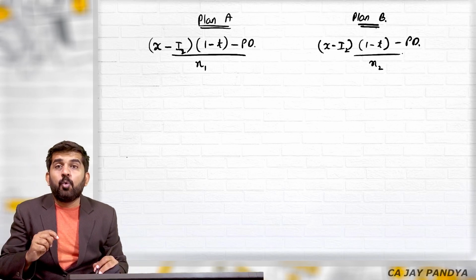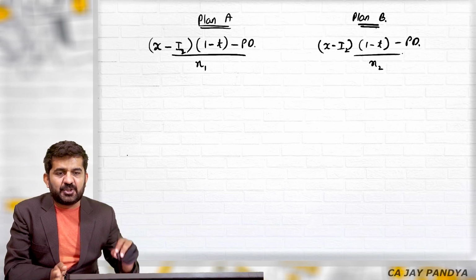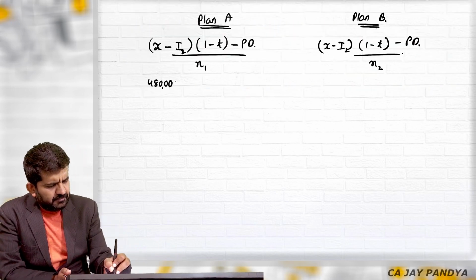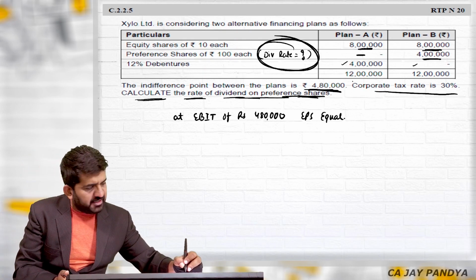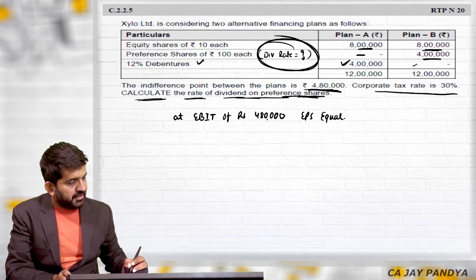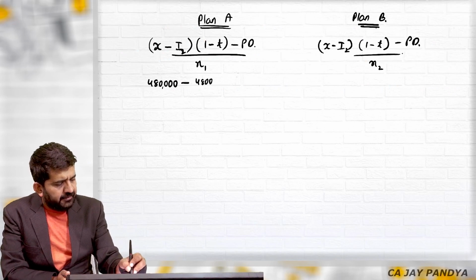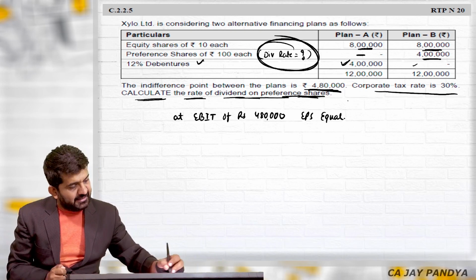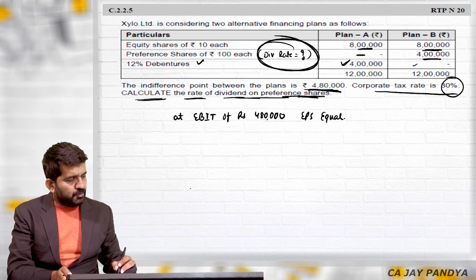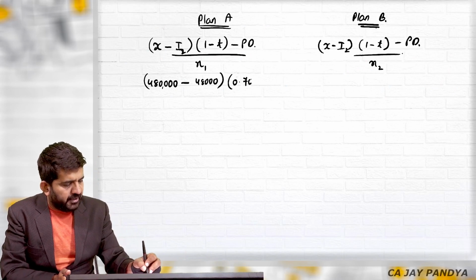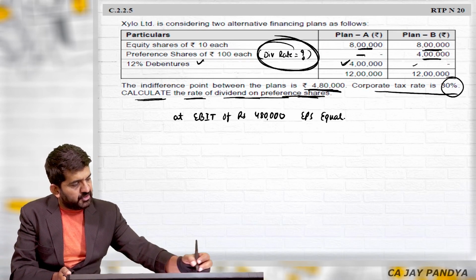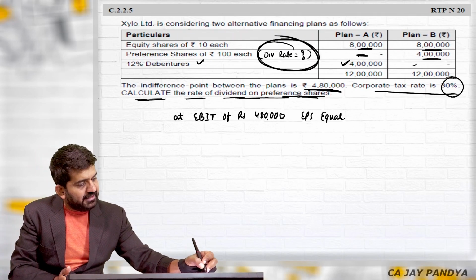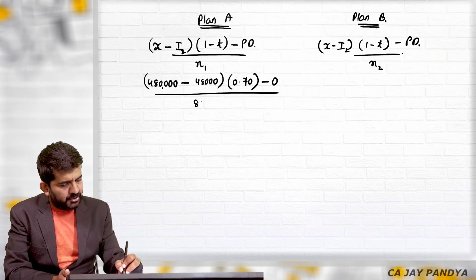Plan A, what is X? The EBIT-EPS indifference point is already given in the question, which is 4,80,000. Minus, what will be the interest in Plan A? 4 lakh into 12%, that is 48,000. Into (1 minus T): I have explained, if the tax rate is 30%, after tax will be 70%, multiplied by 0.70. Minus preference dividend, which is not there in Plan A, divided by the number of shares. 8 lakh divided by 10 is 80,000 shares.